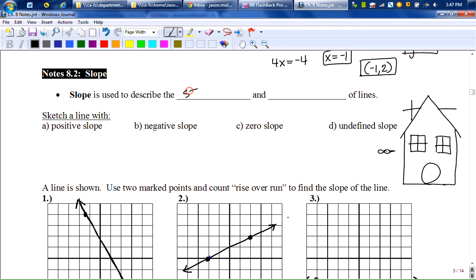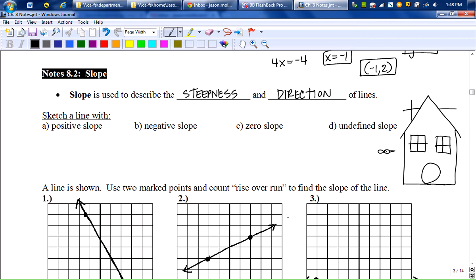It tells us the steepness of a line. If the slope is larger, then the line is steeper or getting closer to vertical. It also tells us the direction in which a line is going, depending on whether it has positive or negative slope. You need to keep in mind that when you read a graph in math, you're reading it from left to right.